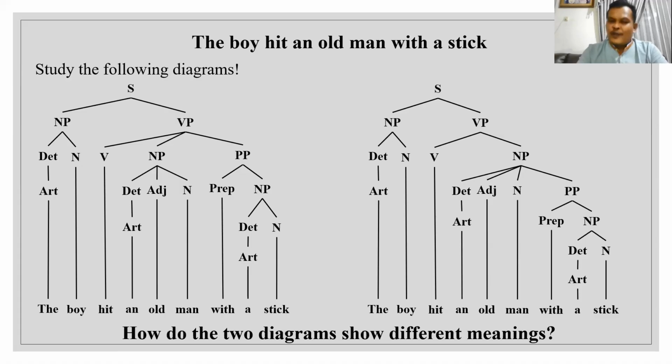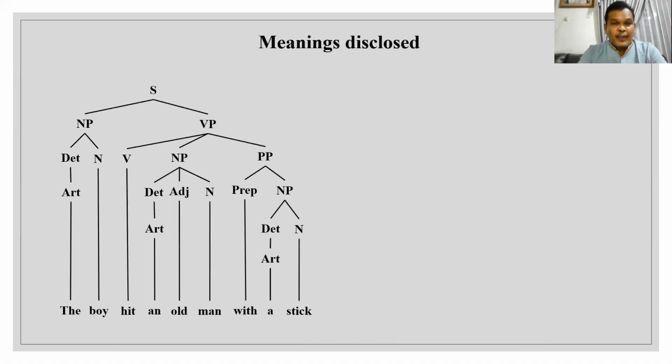Once again, I ask you a question. How do the two diagrams show different meanings? Let's find out the meanings revealed or disclosed by each of these diagrams. Here you are. This is the first diagram. The boy hit an old man with a stick. What do you think of the meaning? Who has a stick? The boy or an old man?